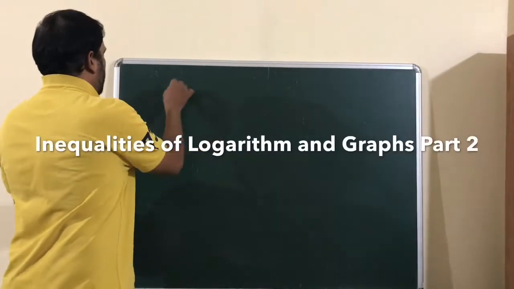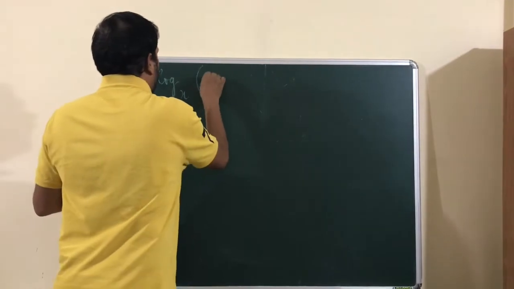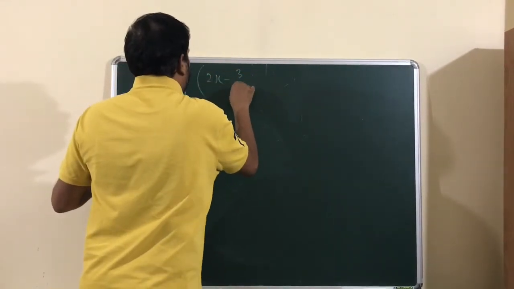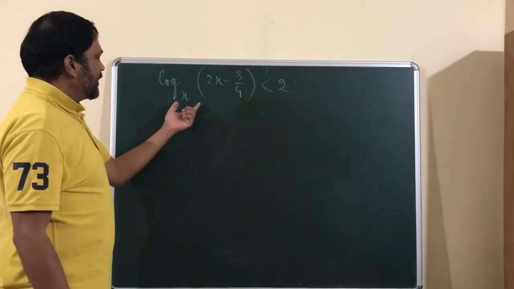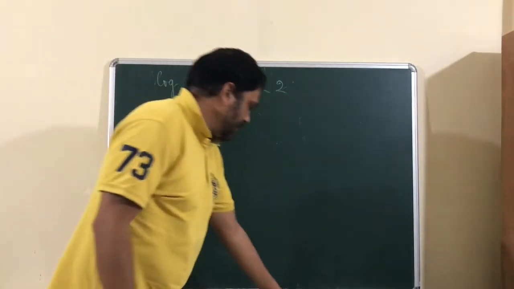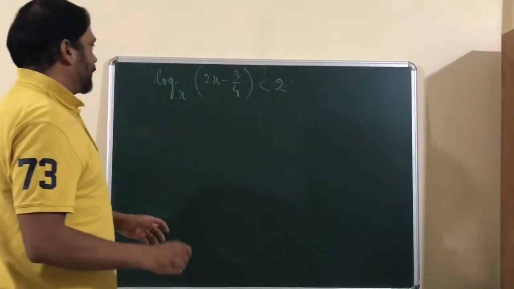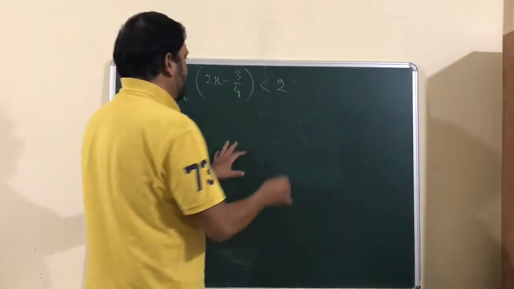Now we take more problems. So the inequality, let's say log base x of (2x minus 3/4) is less than 2. There is nothing certain about this base here. It's not given whether it's greater than 1 or less than 1, we don't know.